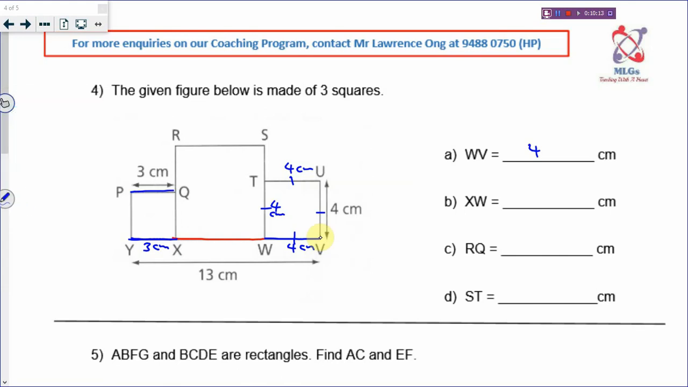You take 13, which is the entire length from Y to V, and take 13 minus 3 and minus 4, and you will get 6. Right? So your XW is 6 cm.